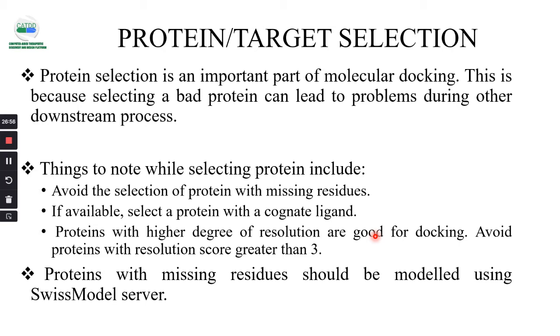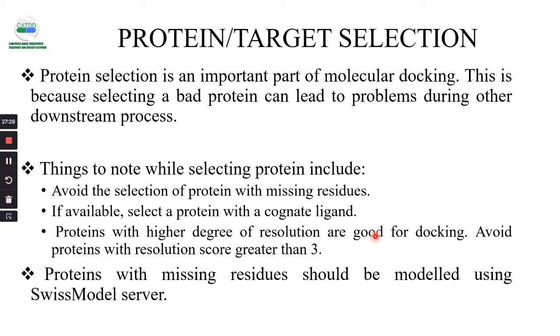Also, proteins with a higher degree of resolution are good for docking. I'll be showing us this. By that I mean a higher degree of resolution does not mean a resolution score of maybe 4 or 5. Those with maybe 1, 2, maybe a maximum of 2.5 if it is available are very good for docking. But when it is greater than 3, as the score increases, the degree of resolution decreases.